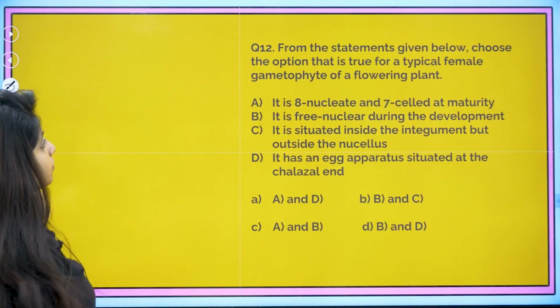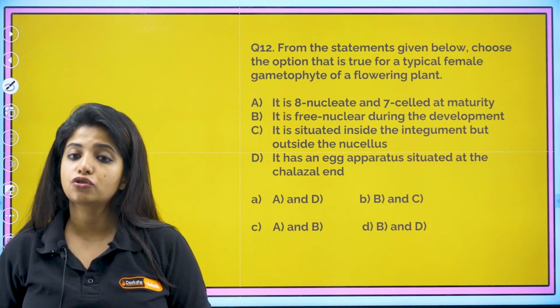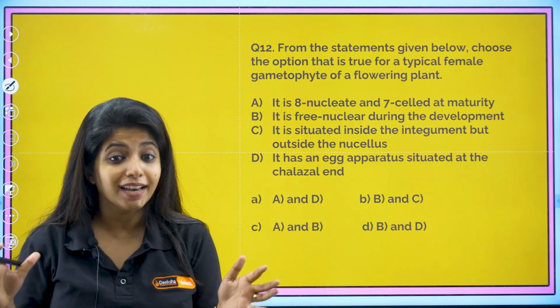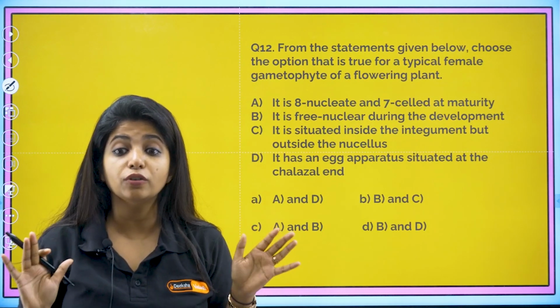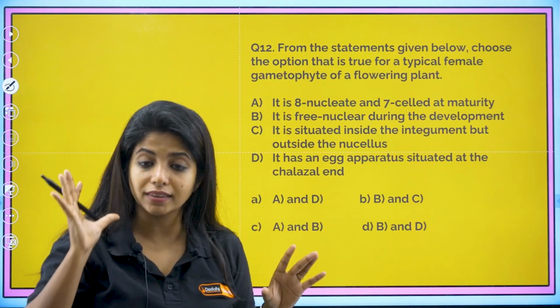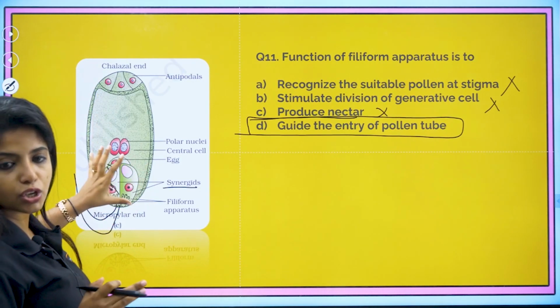Okay? Now, going ahead, the 12th question. From the statements given below, choose the option that is true for a typical gametophyte of a flowering plant. That means the female gametophyte over here is what, my dear children? Embryo sac. So, what is exactly true for the embryo sac? That is the question. This picture that you see over here is of the embryo sac.